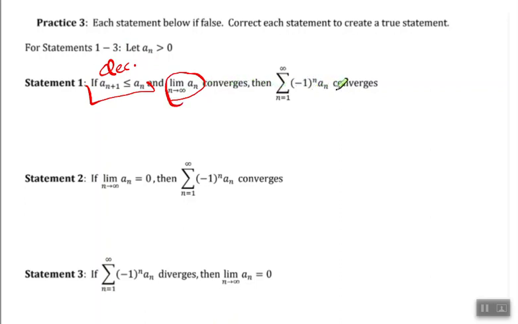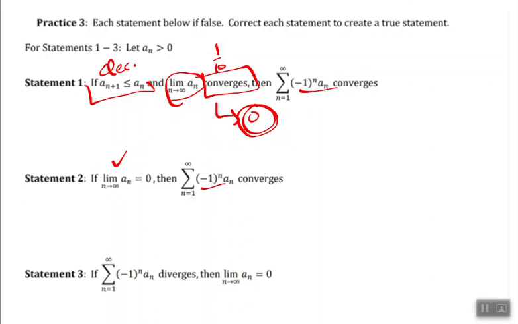Then the alternating series converges. Well, what is missing right here? What do we have to know about that limit? Does it have to converge? No, the limit has to be 0. That's the correction we need to make, because the limit could be like 1/10. And if the limit is 1/10, then that series does not converge. So the limit is 0.